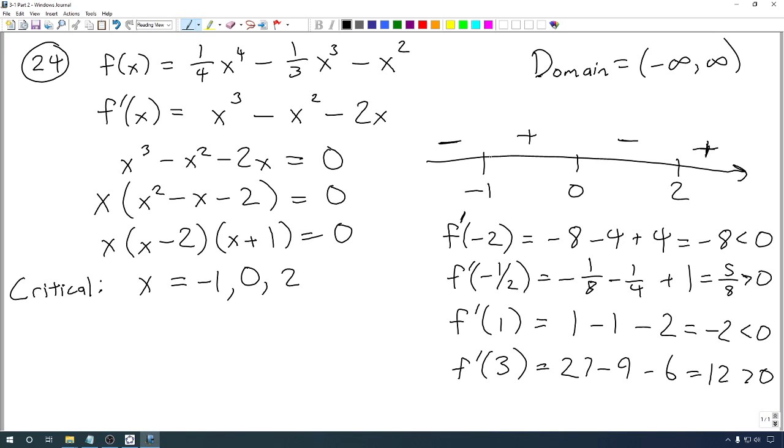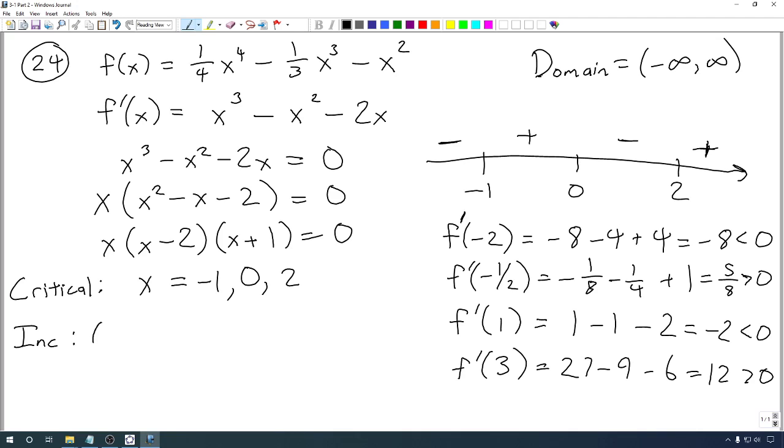So I know my derivative is negative here, positive here, negative here, and positive here. That means my original function is going to be decreasing from negative infinity to negative 1. It's going to be increasing from negative 1 to 0. It's going to be decreasing again from 0 to 2. And it's going to be increasing from 2 onward. And I'm just going to go ahead and list out those intervals. So I'm going to abbreviate it as INC and DEC.